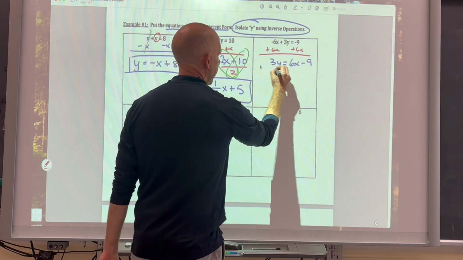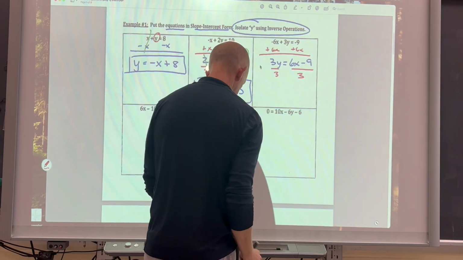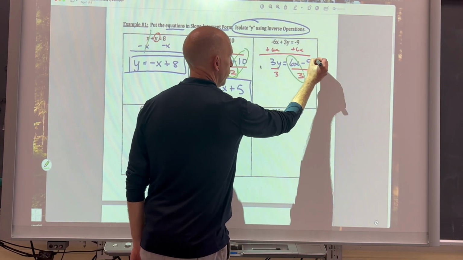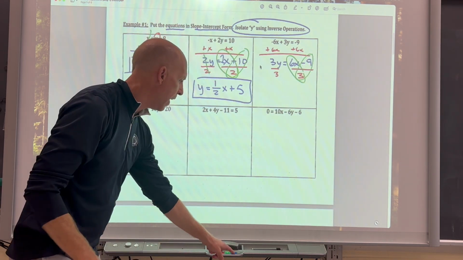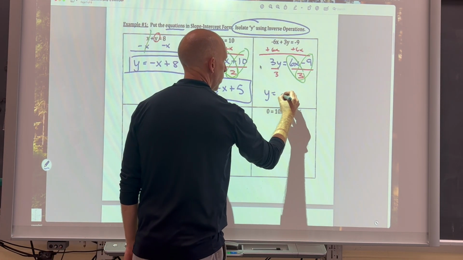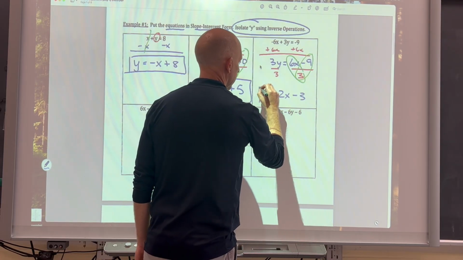Divide both sides by 3. Hey, divide both terms by 3. Final answer. Don't forget the y. Y equals 2x minus 3.